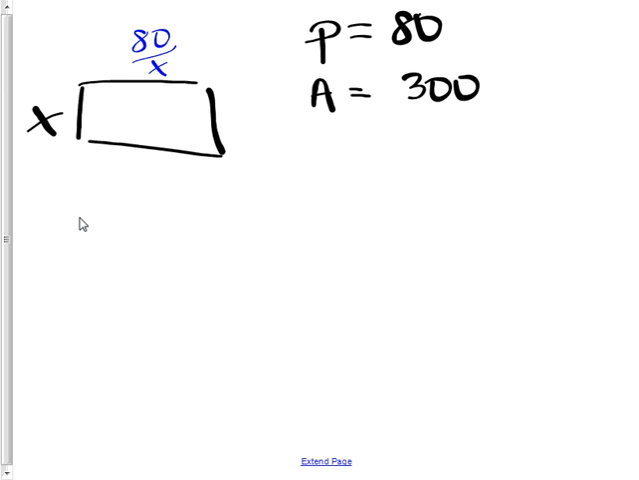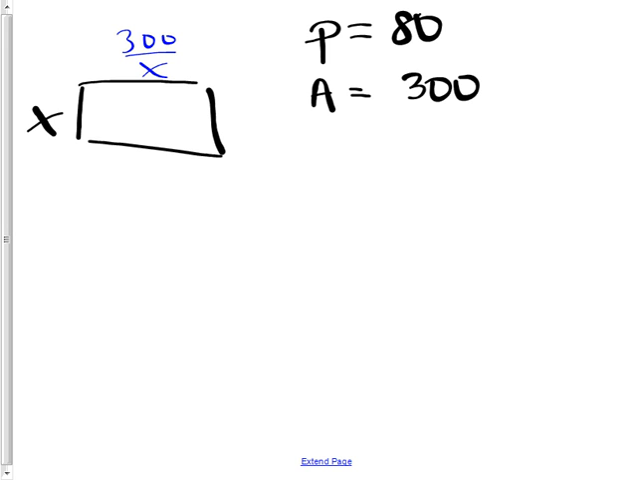Okay, the first one we're going to talk over is a word problem where we have a perimeter of 80 and an area of 300. This 80 over x is not right, but I could start with the area is 300, so that means this side times this side makes 300, right? So then this one must be 300 over x. Would you agree? Okay, good.